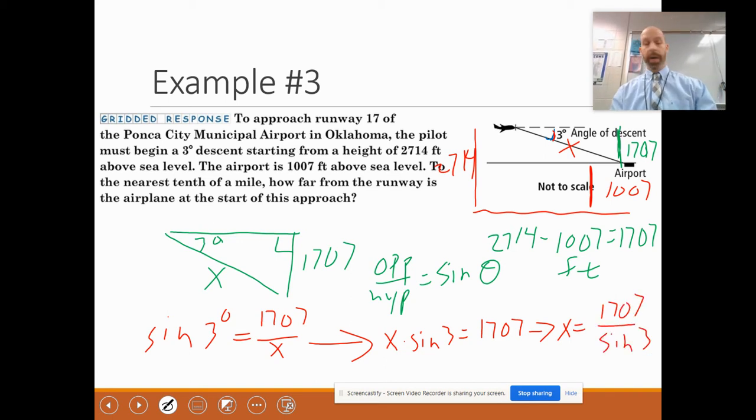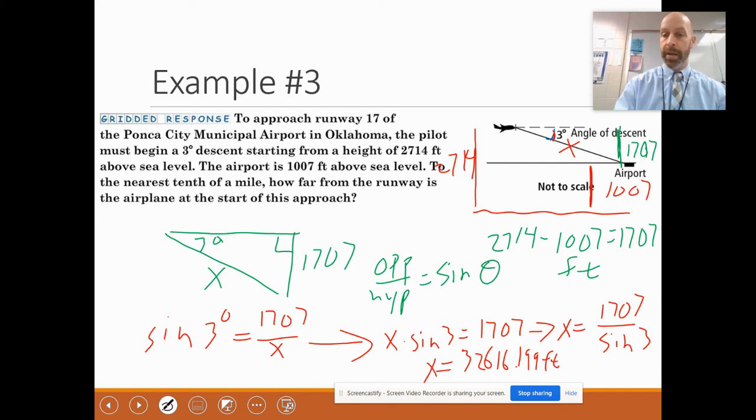And now we can just go ahead and do that with our calculators. So we're going to do 1707 divided by the sine of 3. And that gives us an answer of x being 32,616.199 feet approximately. But here's the tricky question.